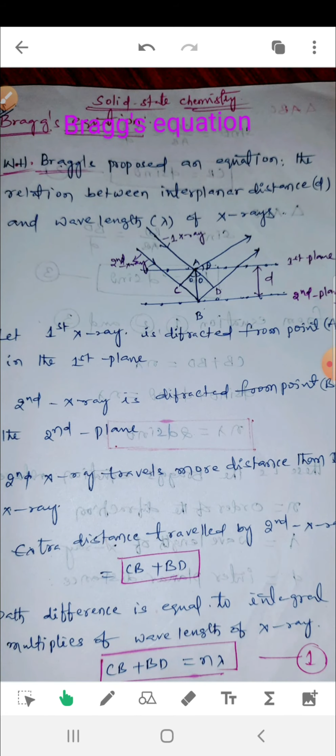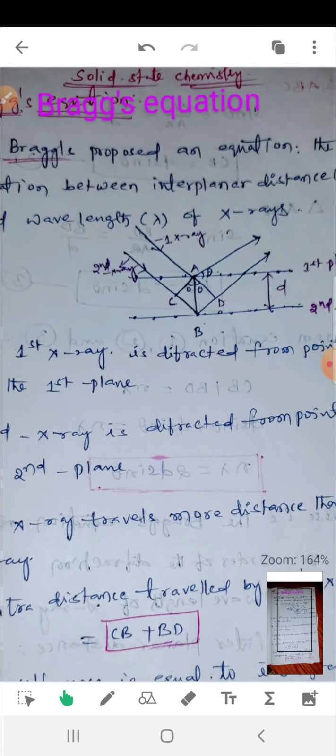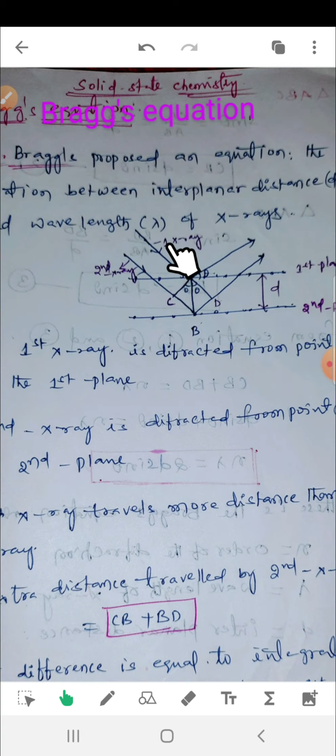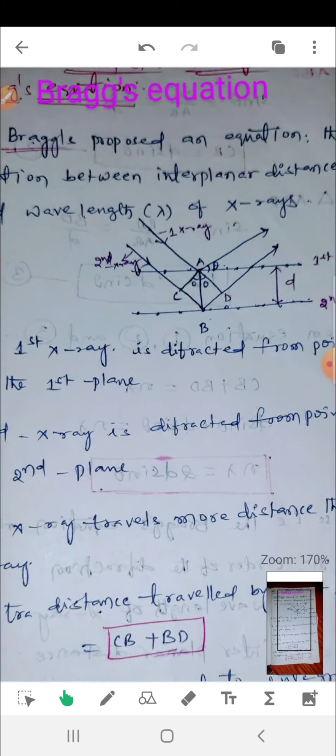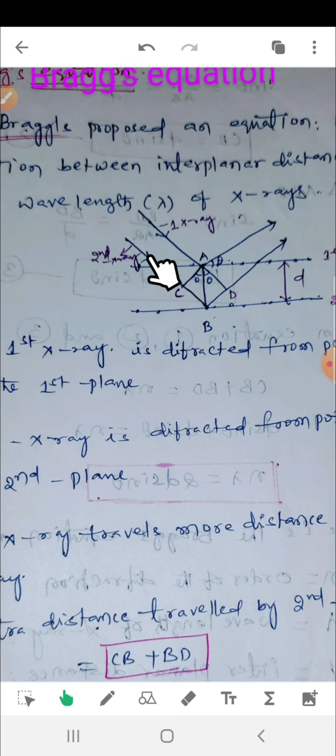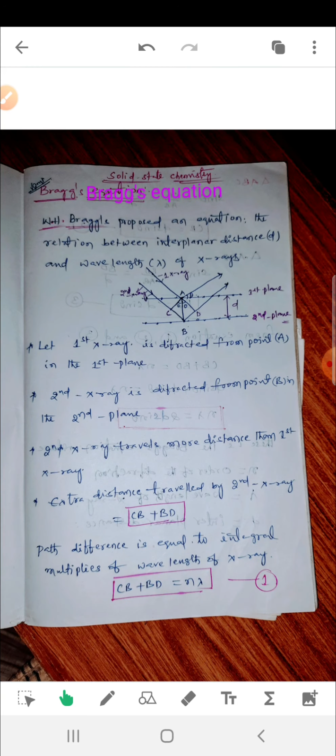We are going to discuss one by one. Let the first X-ray be diffracted from the point A in the first plane. This is the first plane, this is the first X-ray, diffracted from the point A. Similarly, the second X-ray is diffracted from the point B in the second plane. This is the second X-ray diffracted from the point B on the second plane. You have to remember that point.